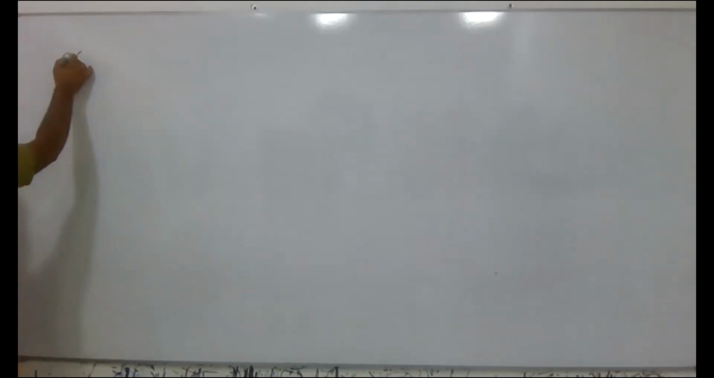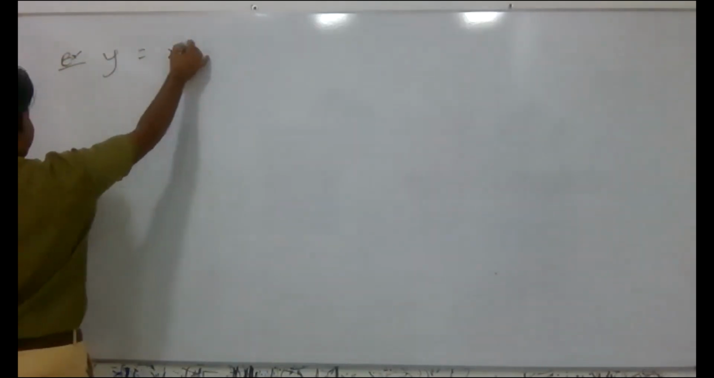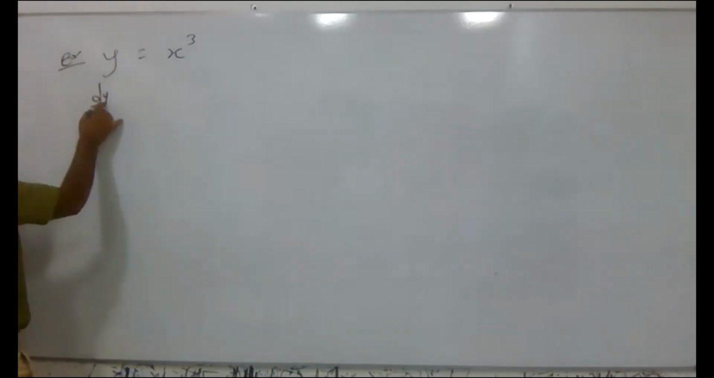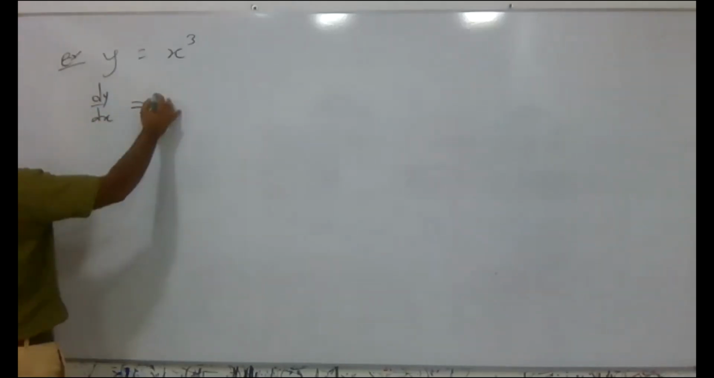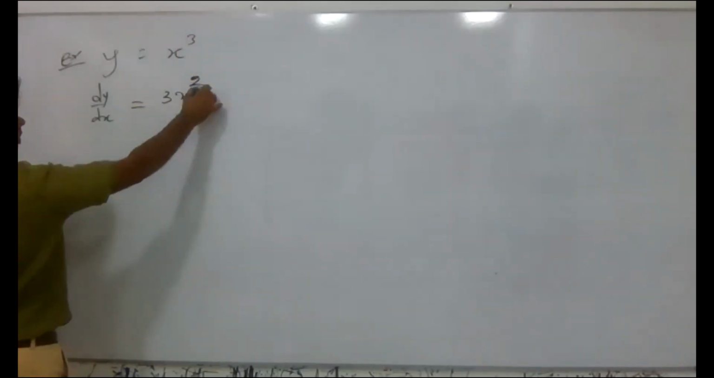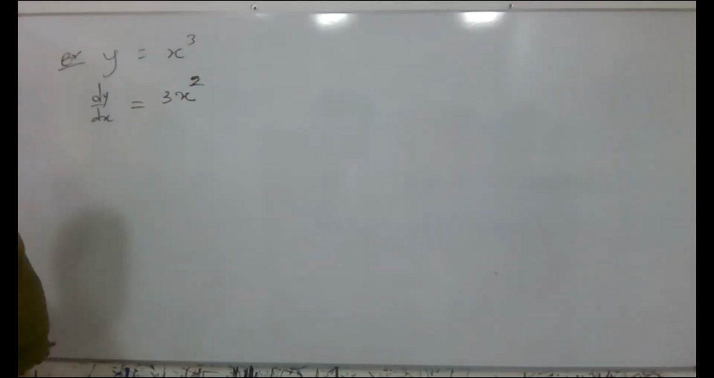If I take another example, you can see that y equals x cube. If you differentiate, can you tell me the answer? What is the dy by dx value? You know that nx to the power n minus 1, that means 3x to the power 3 minus 1, 3x squared. Clear?